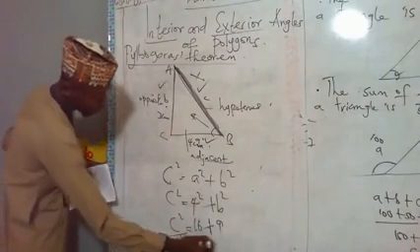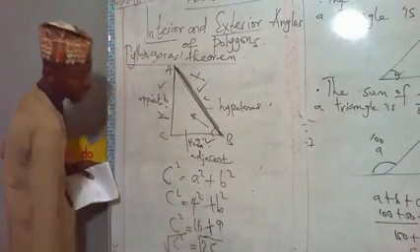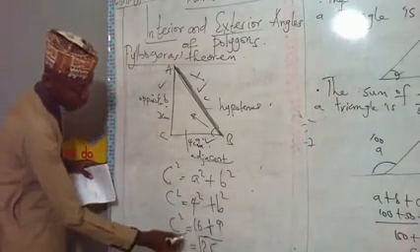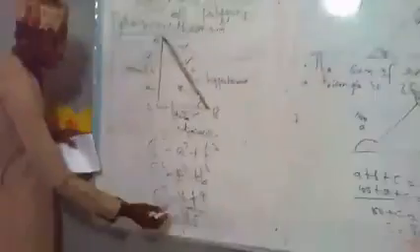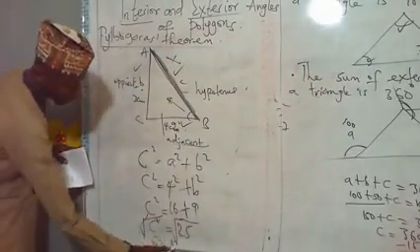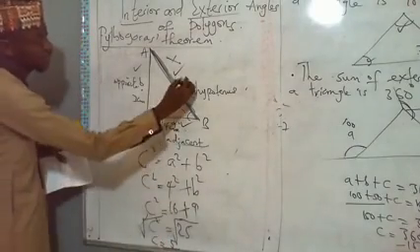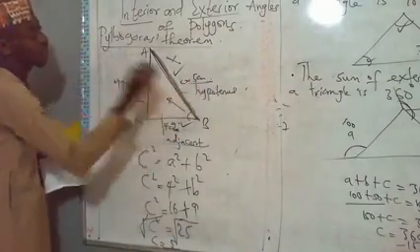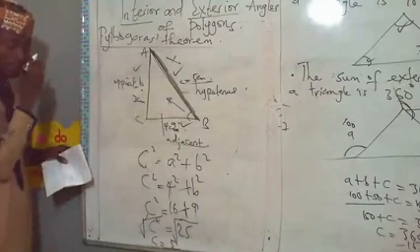We are going to square root both sides to get our C. Then the square cancels the square root, and C will be the square root of 25, which will be what? 5. And this means that this C is equal to 5 centimeters. That's how to get the hypotenuse.